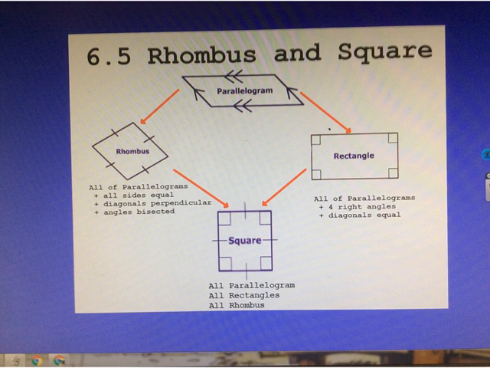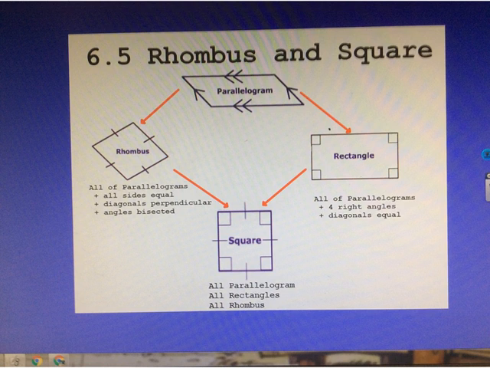Now, in this flow chart, you'll see that if it's a parallelogram and it wants to be a rectangle, then it has to have one of these two things. So it either has to have 4 right angles or it has to have the diagonals equal. Okay? If it is going to be a rhombus, it's going to have these special properties. And then if it's a square, it's going to have all of them.